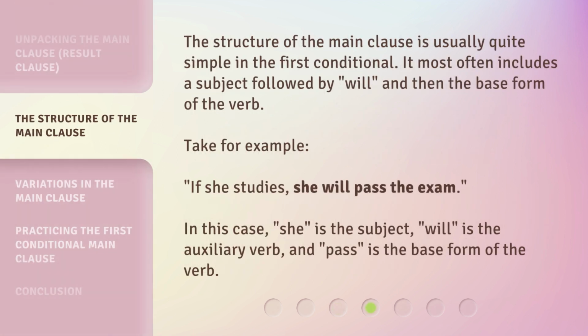The structure of the main clause is usually quite simple in the first conditional. It most often includes a subject followed by will, and then the base form of the verb. Take for example, if she studies, she will pass the exam. In this case, she is the subject, will is the auxiliary verb, and pass is the base form of the verb.